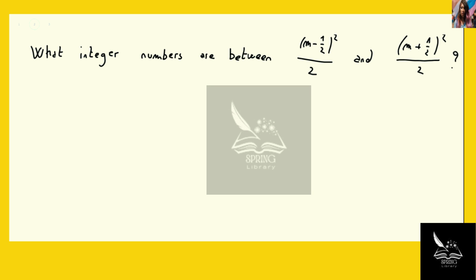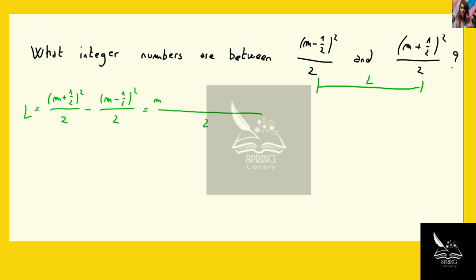Now we ask ourselves, what integer numbers can be between m minus 1/2 squared over 2 and m plus 1/2 squared over 2? It's useful to think of the distance between these two bounds. So let's call L the distance between these two numbers. Of course, L is given by the last one minus the first one.